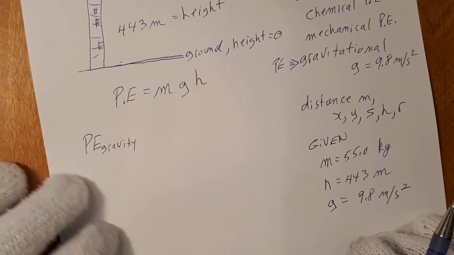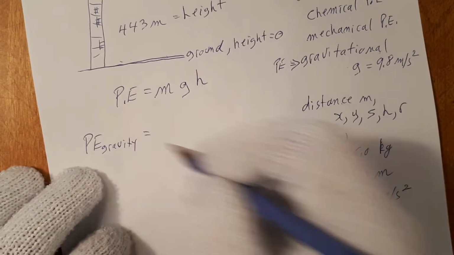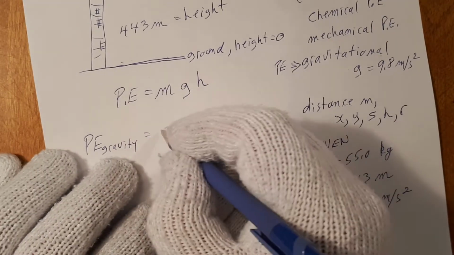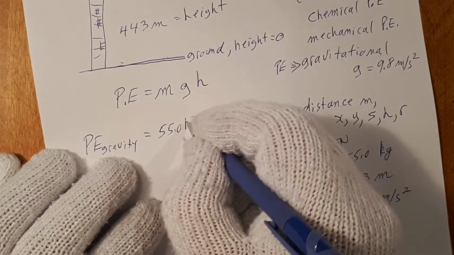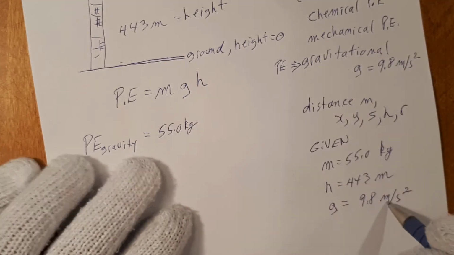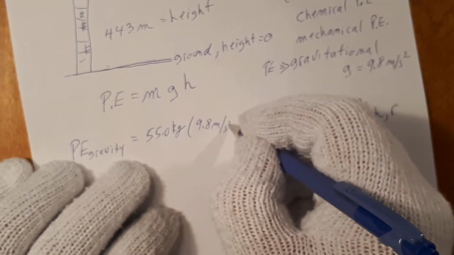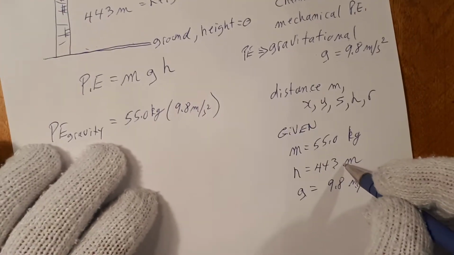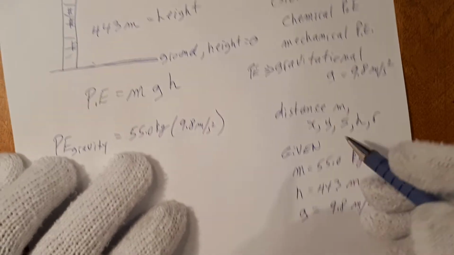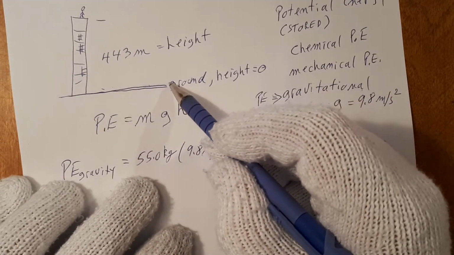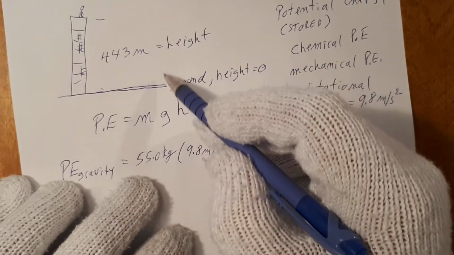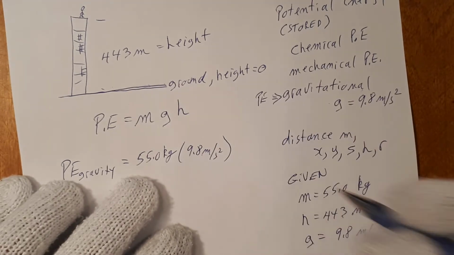I'll just shorten that to gravity. Is equal to the mass of the item, 55 kilograms, times g, times the height with respect to a reference. This reference is 0 here. So from here to the very top is 443 meters.